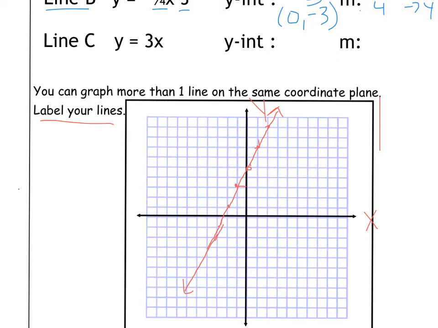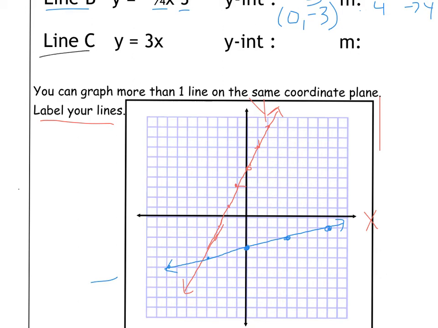Line B, I'm starting at my y-intercept, which is (0, -3), and I'm moving according to slope. Slope was up 1 over 4. Up 1 over 4. And I can't go any more that direction. That doesn't mean I stop. I go in reverse. Down 1, left 4. Down 1, left 4. And I'm going to connect and extend my line. That was pretty good for not having a very good stylus.